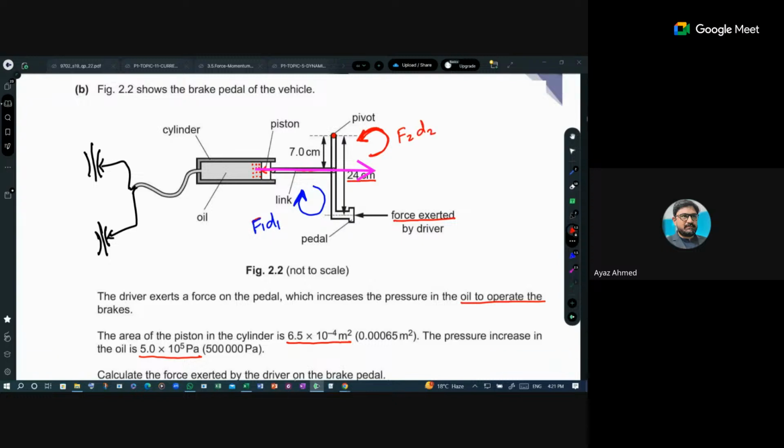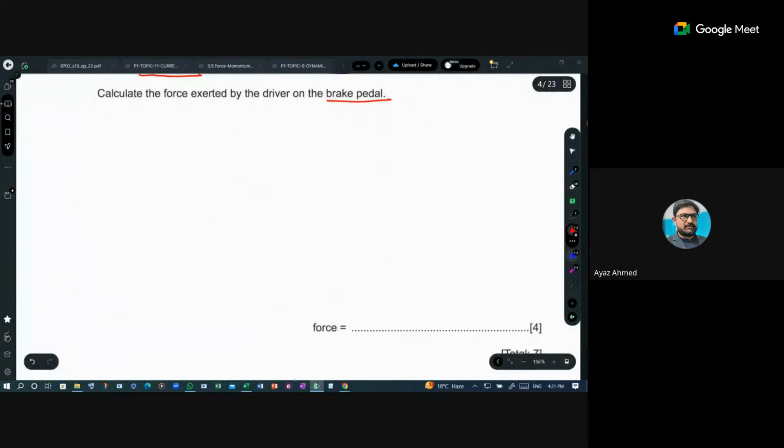Now this D1 D2 is not a big issue. The main problem is your F2. How to calculate this F2? Because this is the force of pressure of oil, force of liquid pressure. So I can simply say, this is a 4 mark question. So first of all, you can say that F1 D1 is equals to F2 D2, because according to principle of moment, I can use this equation.